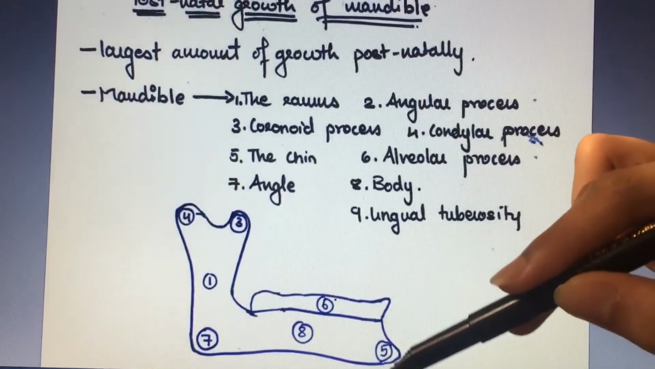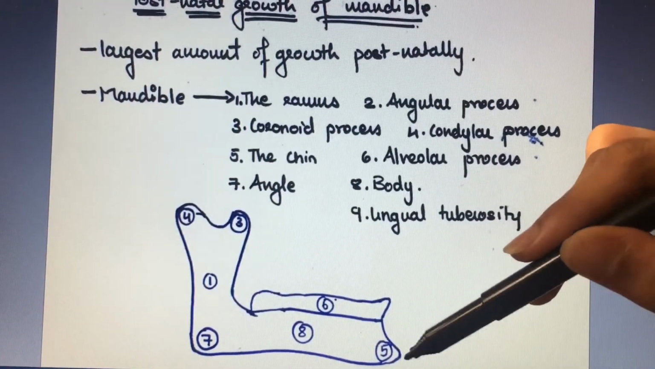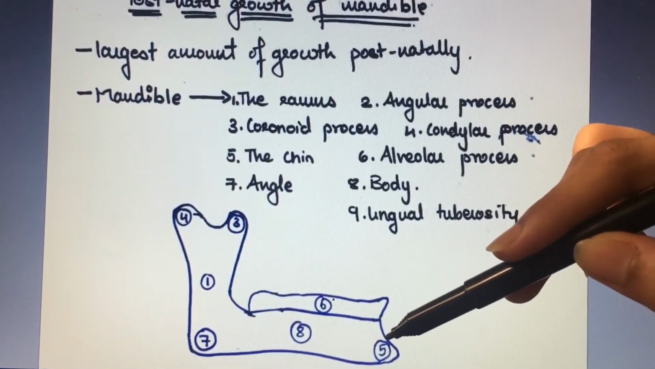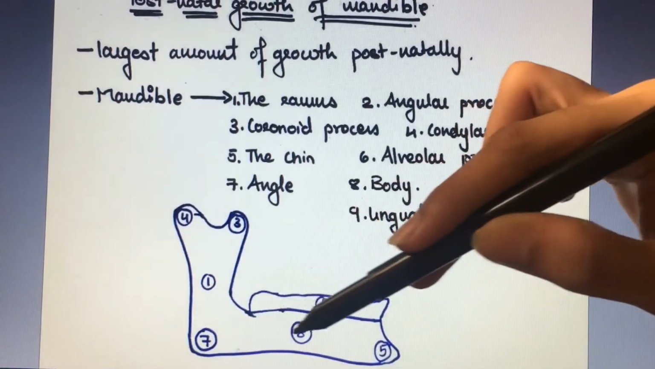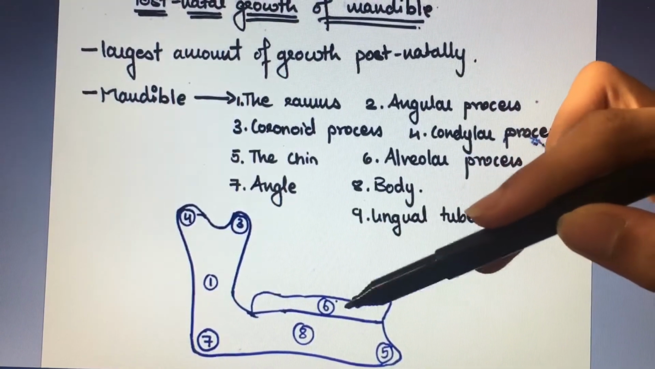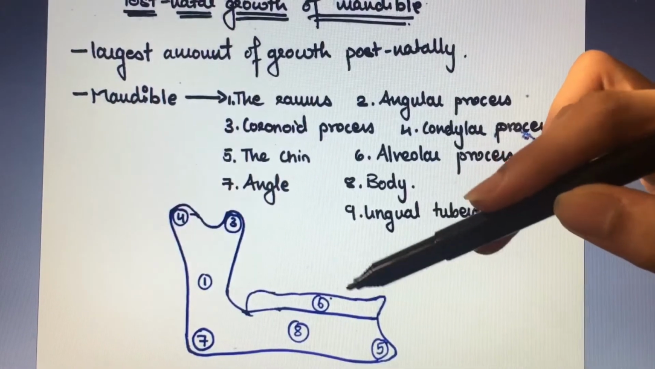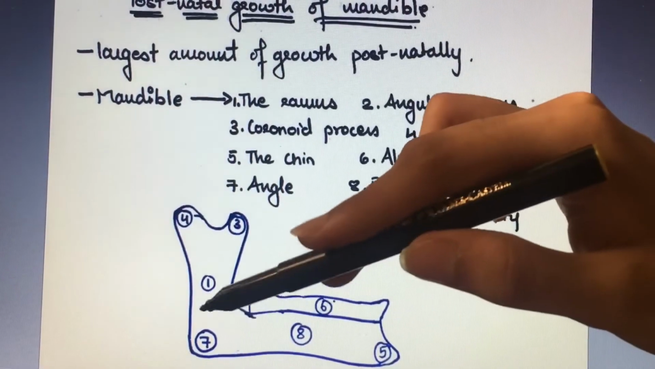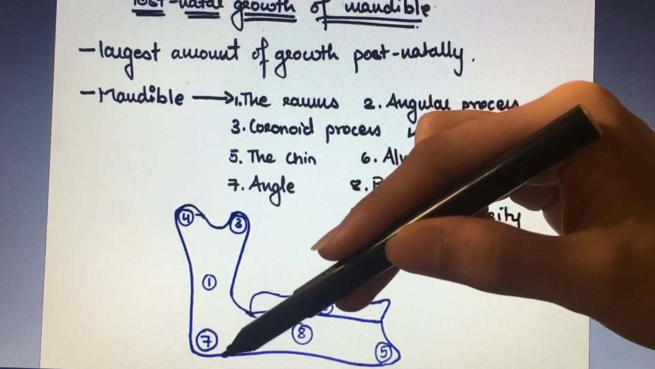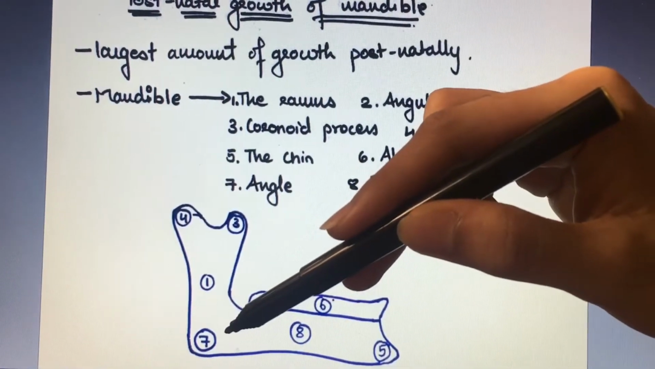Fifth one is the chin of the mandible. Now the chin of the mandible is over here. Then sixth one is the alveolar process. This is the alveolar process which comprises the tooth bud during the developing stage. Seventh one is the angle of the mandible.